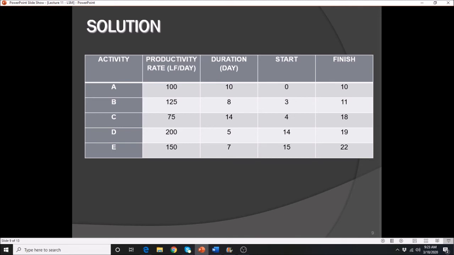unless you are specifically told to start at a particular day. The second thing that you need to take note of is the buffer time. The buffer time is just the difference of the previous activity minus the current activity. Okay? You only calculate the buffer time if the previous activity is greater than the duration of the activity in question, or the current activity.